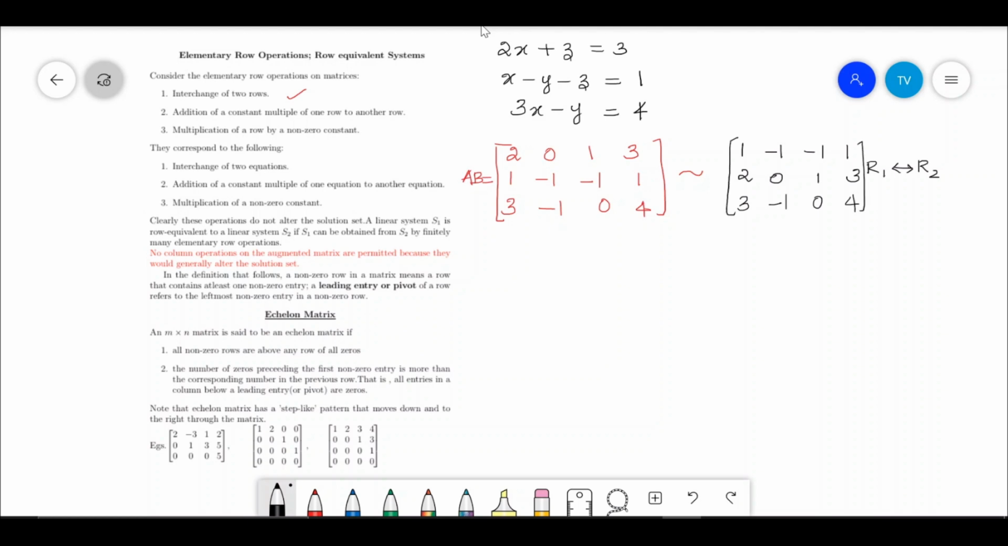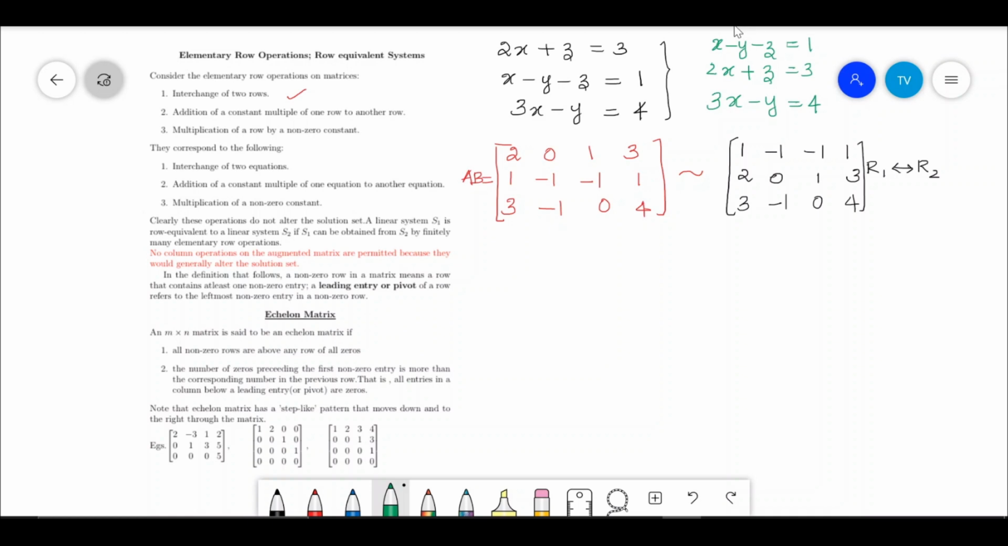Now what does this interchange of two rows mean in case of the three equations? Interchange of two rows is equivalent to just interchange of the two equations: x minus y minus z equal to 1. Then the first equation becomes the second one, 2x plus z equal to 3, and the third equation has no change, 3x minus y is equal to 4. And you can see that by interchanging the first two equations, the solution set is not going to be altered.